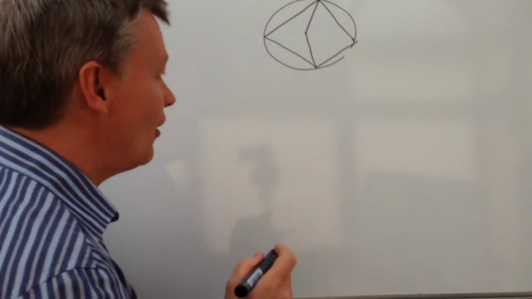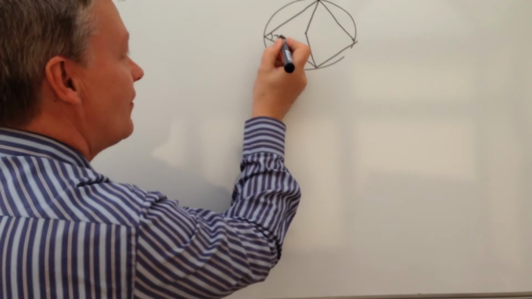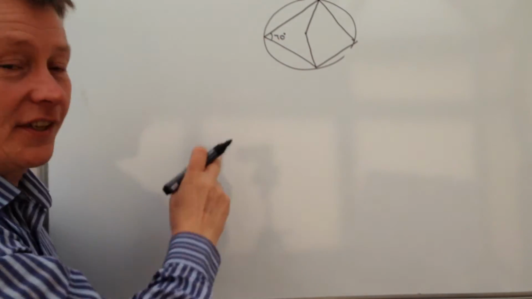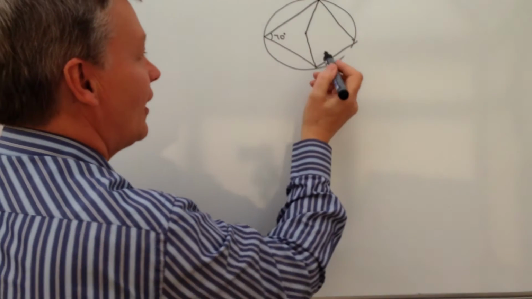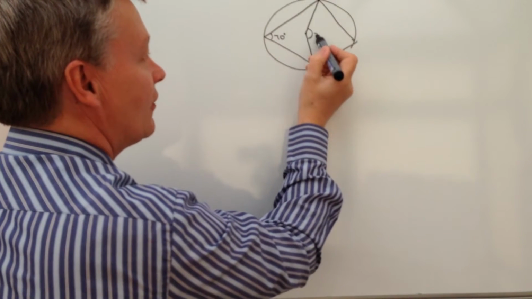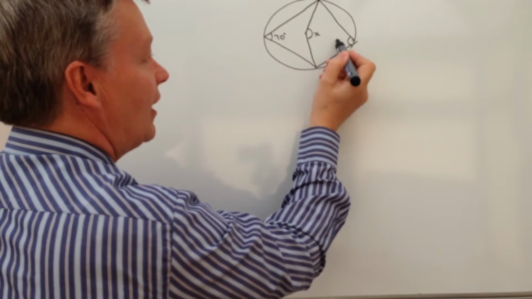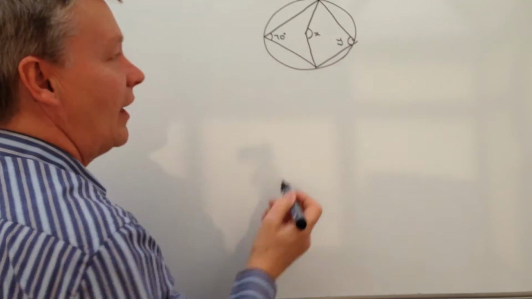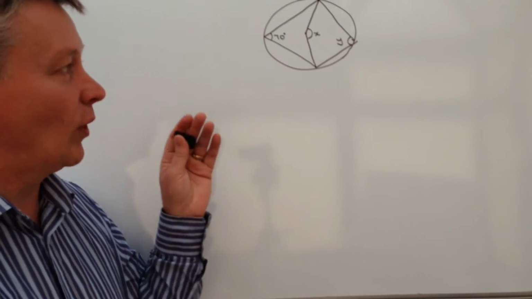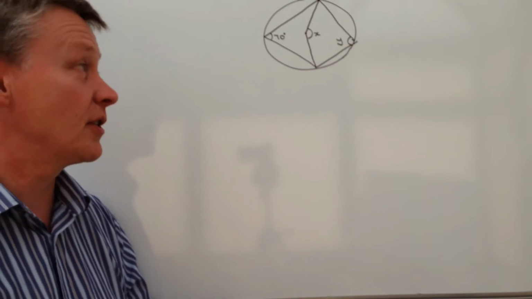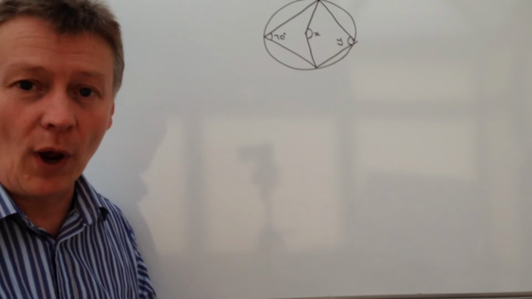What you're told is that this is 70 degrees, and if this is 70 degrees, you need to find out the angle here, which they've called x, and the angle here, which they've called y. Well, there are 2 circle theorems that come into practice here, both of which you need to be aware of.